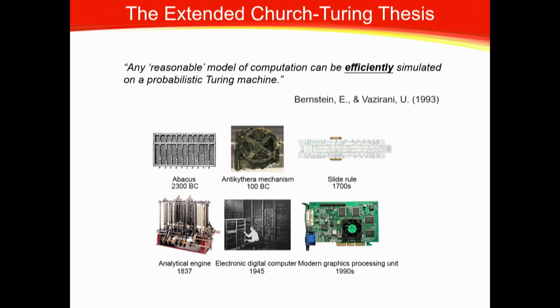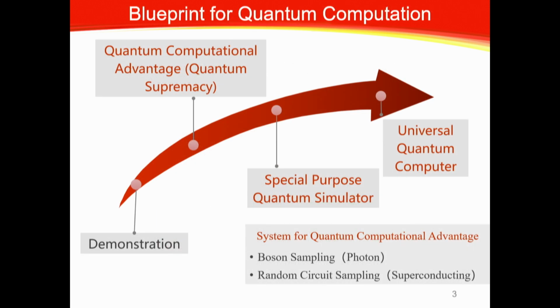If you look back at the history of computer science, this is always true, from the ancient calculation tools to today's GPU, which even ChatGPT is based on. This has always held true. The only counterexample we have today is a quantum computer. But so far we cannot physically realize a full quantum computer. So there are several steps in the blueprint of quantum computation, from the demonstration of single-qubit and two-qubit operations to quantum computational advantage, and maybe finally to a universal quantum computer. Currently we are at the point of quantum computational advantage.